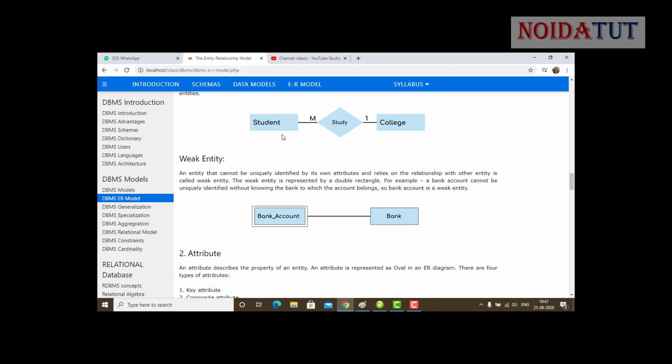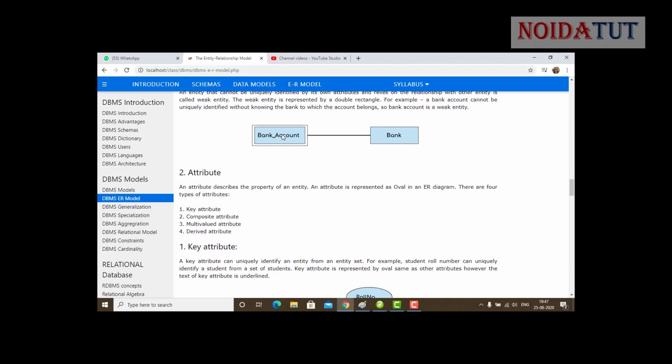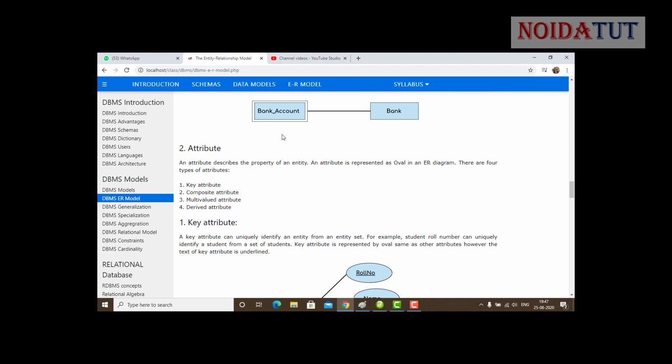We need to know the name of the bank in which the account is held. Also we need to know the branch of the account. So there are so many things which we need to know. Just knowing the bank account or bank account number is not going to be very helpful in such a case.